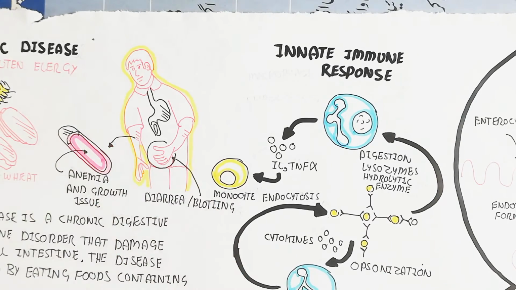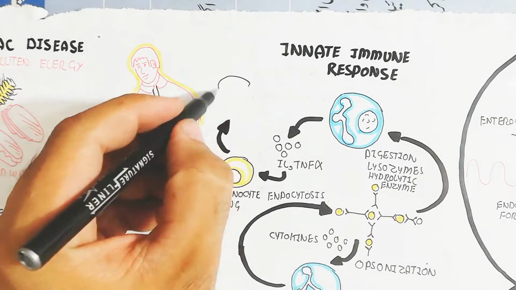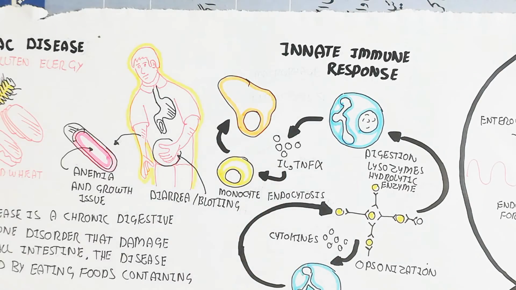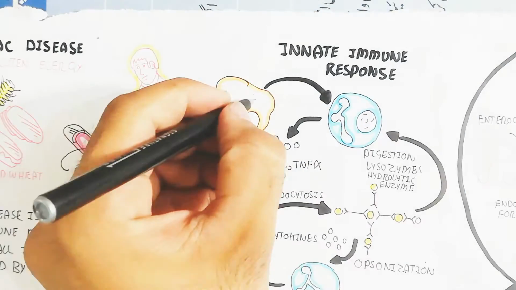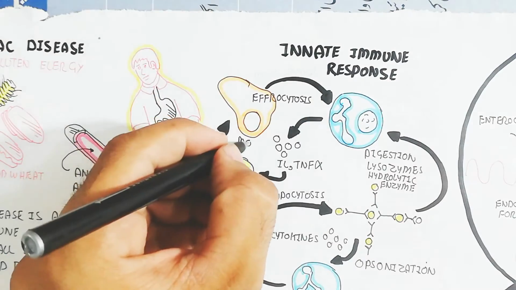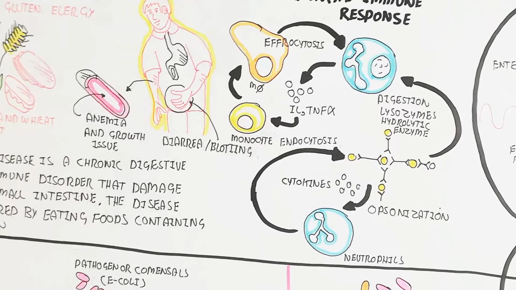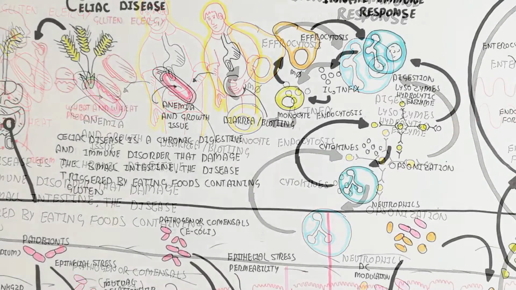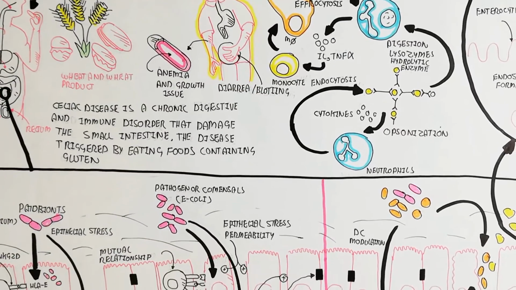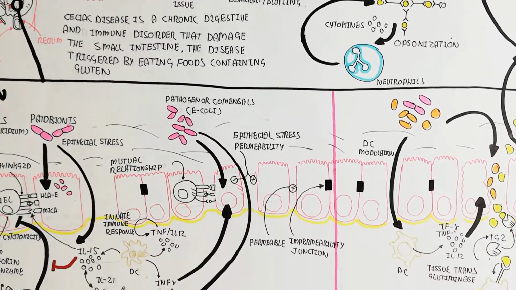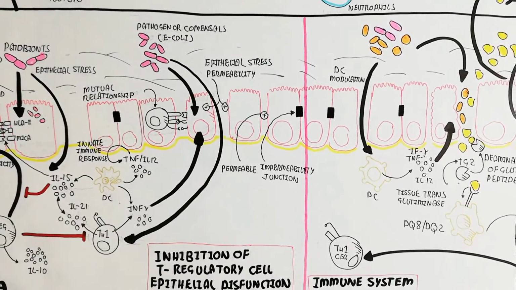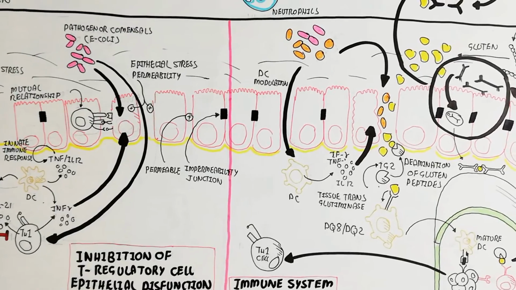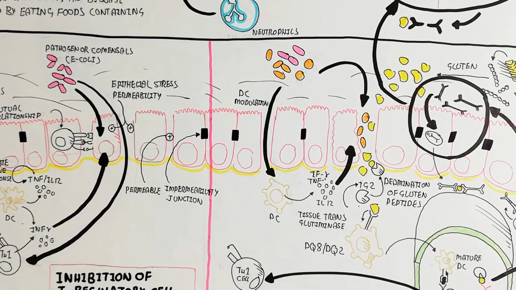This monocyte will proliferate after binding with the interleukin and tumor necrosis factor alpha to form a macrophage, and this macrophage will engulf the neutrophil, which is known as erythrophagocytosis, and this will cause inflammation. This inflammation, again and again, will cause celiac disease, and this is the mechanism of celiac disease. Thanks.